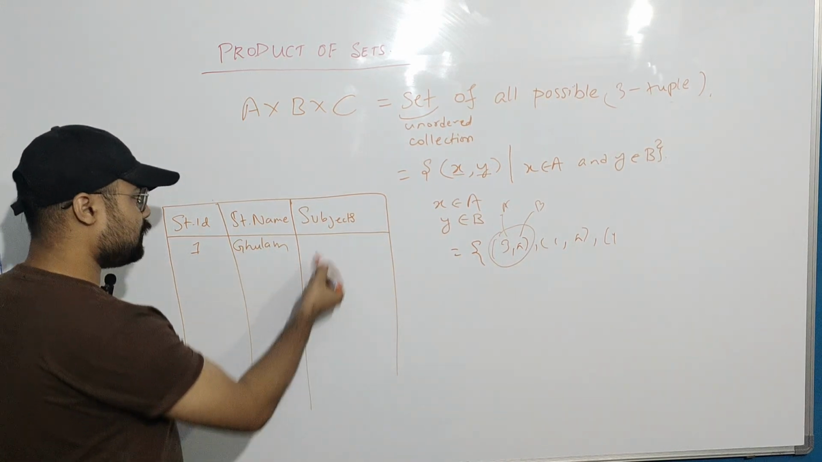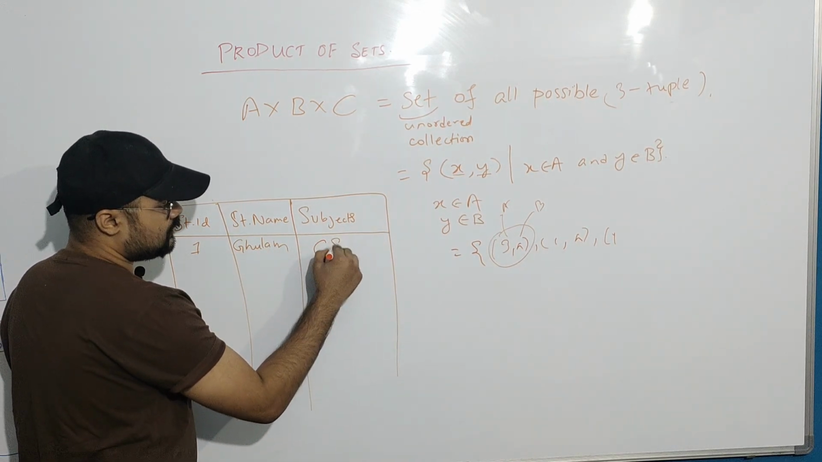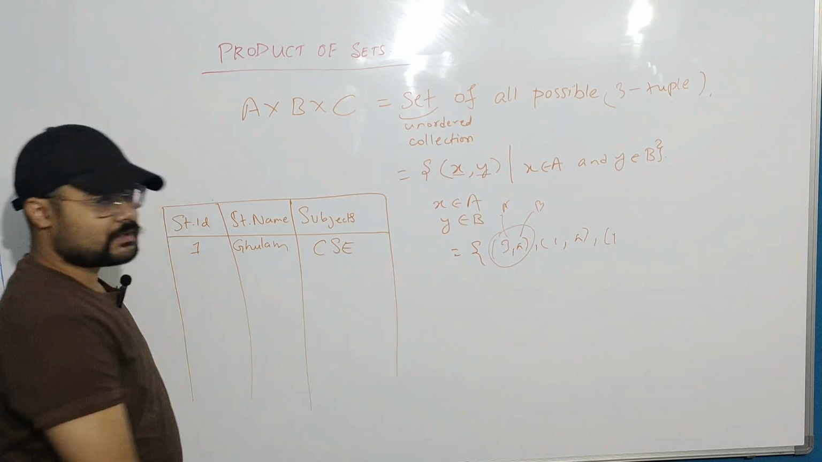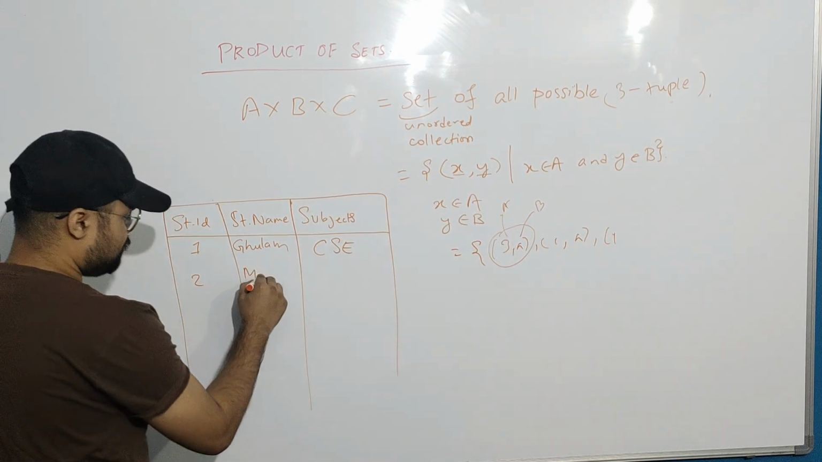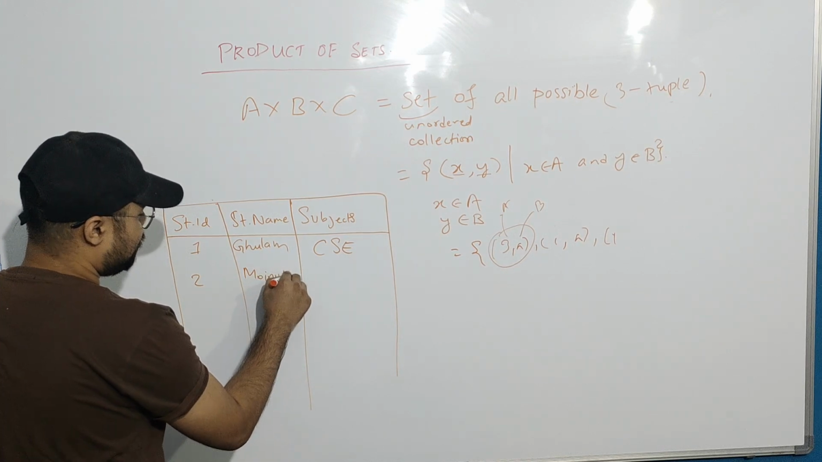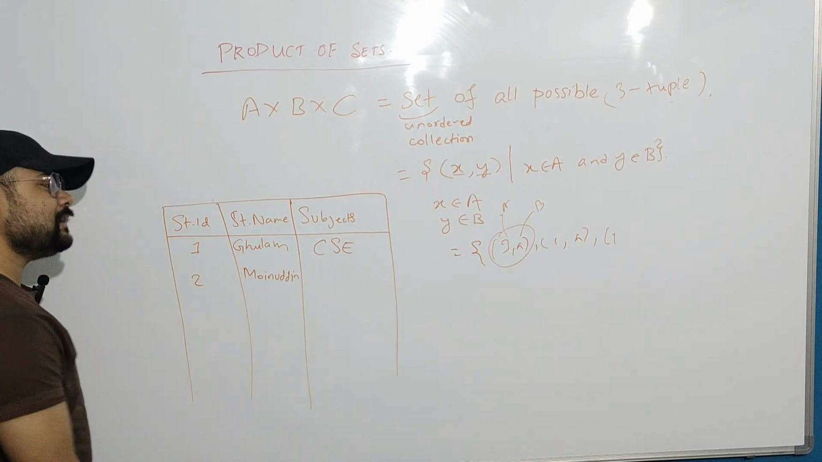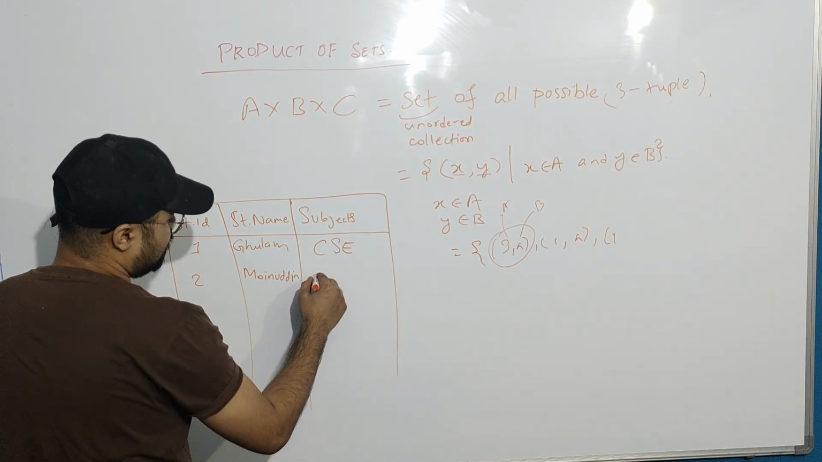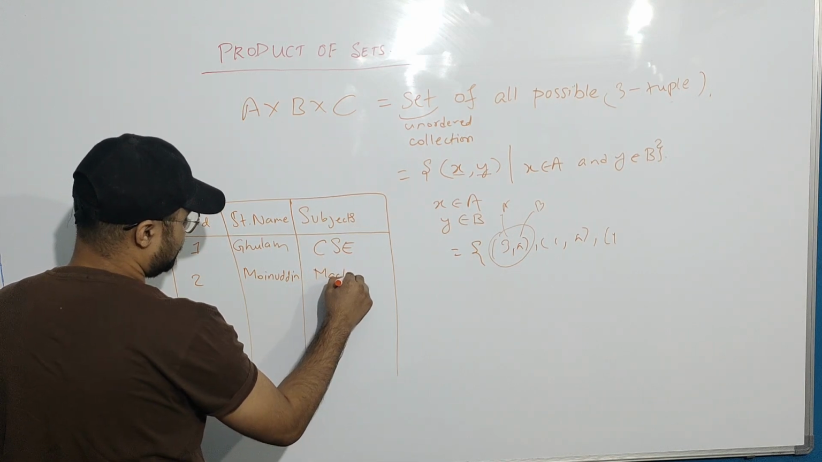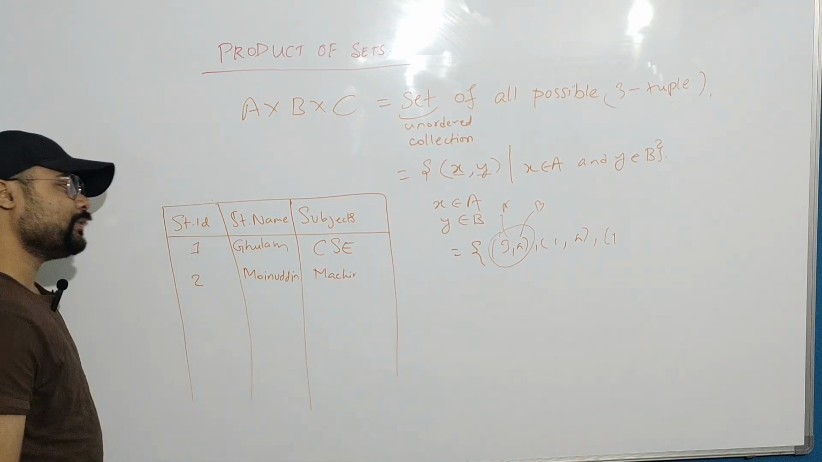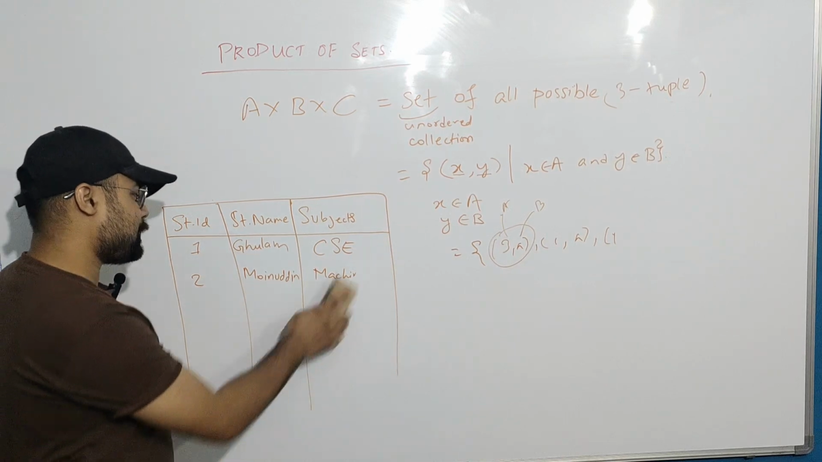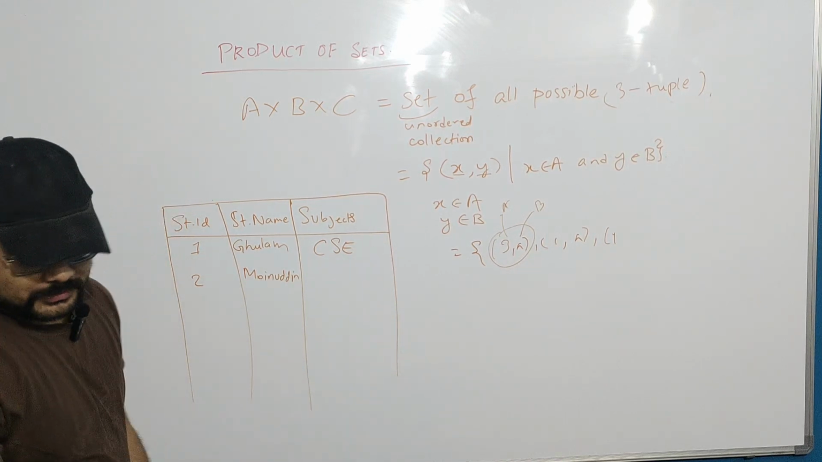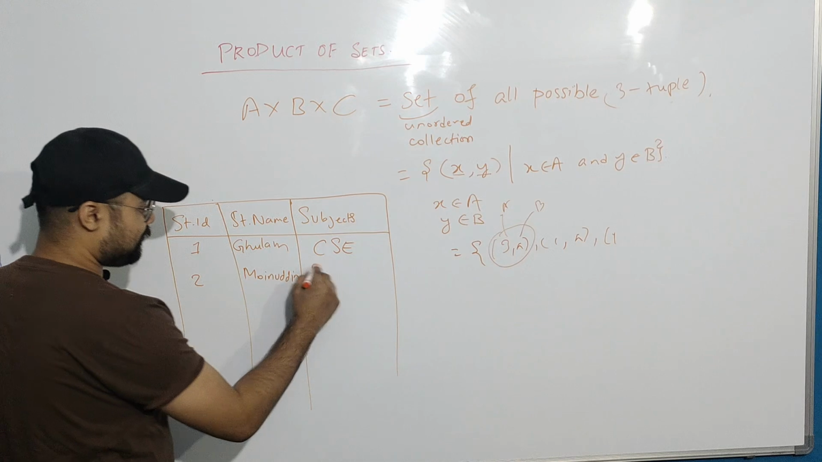And he studies subjects. The subject that he studies is computer science and engineering. The second student's name is Moinuddin, and he studies, let's say, machine learning. Machine learning comes under computer science. Artificial intelligence also comes under computer science. Okay, he is a master of physics.